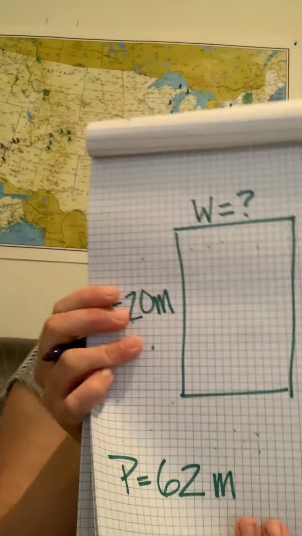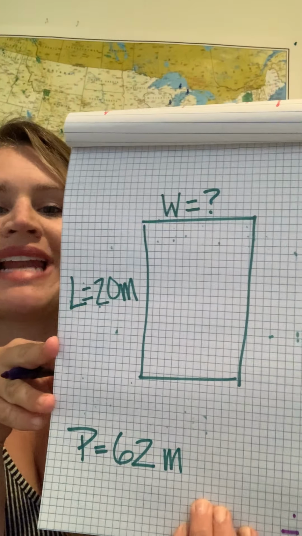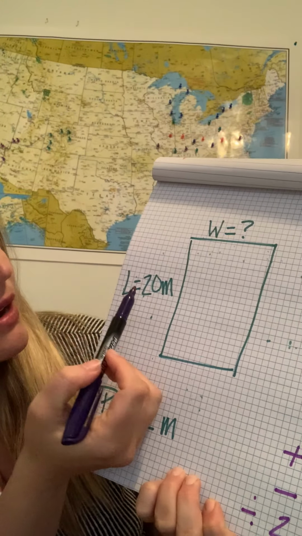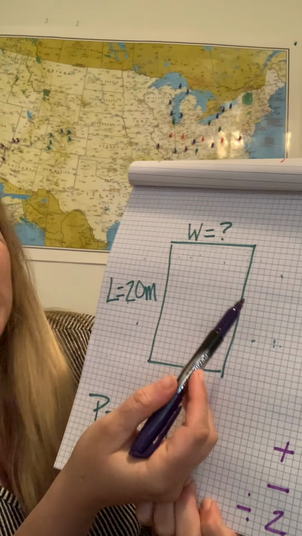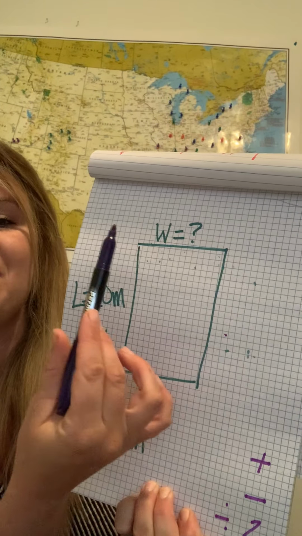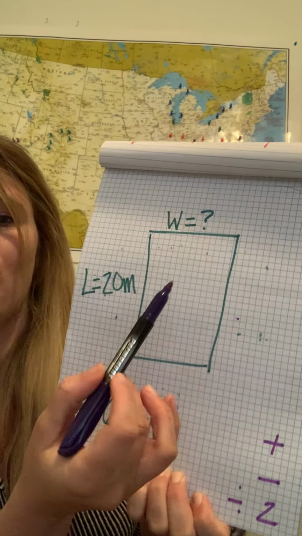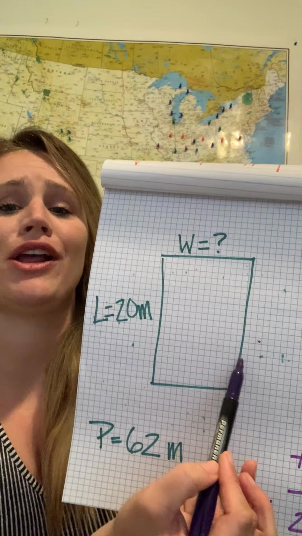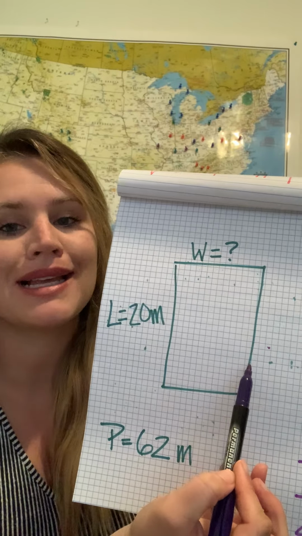Add, subtract, divide by 2. So you're probably like, what am I going to add? Well, I'm first going to add my 20 meters. And on the opposite side, I know that's going to be 20 meters too. Because if this length is 20, this opposite side of this rectangle has to be the same unless I say otherwise. So I'm going to match those two and add.